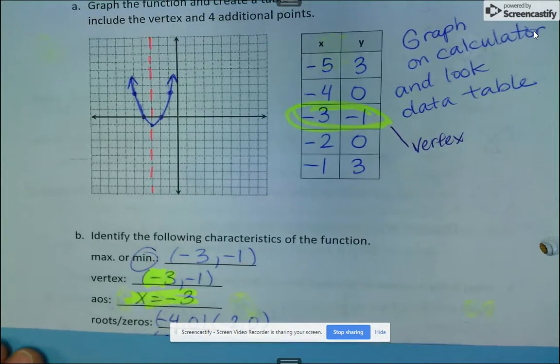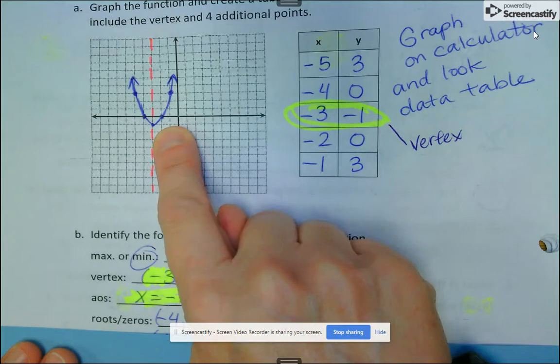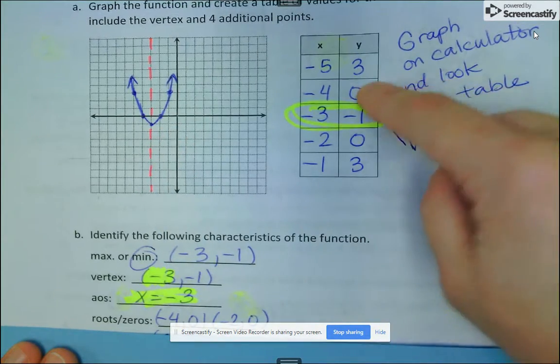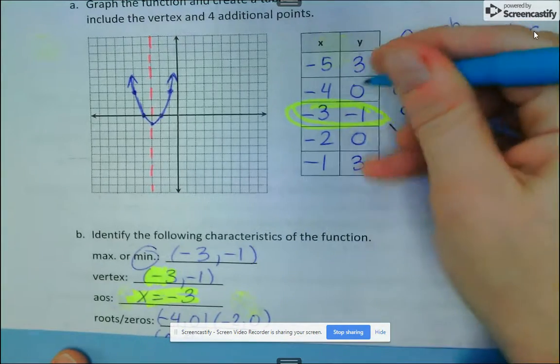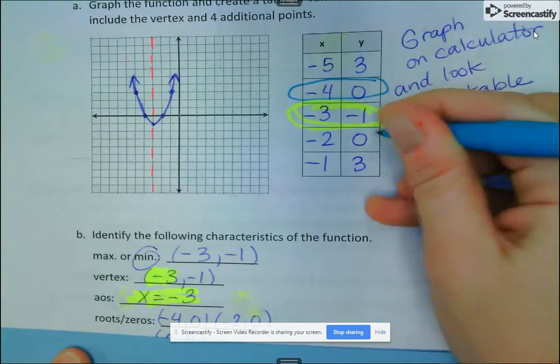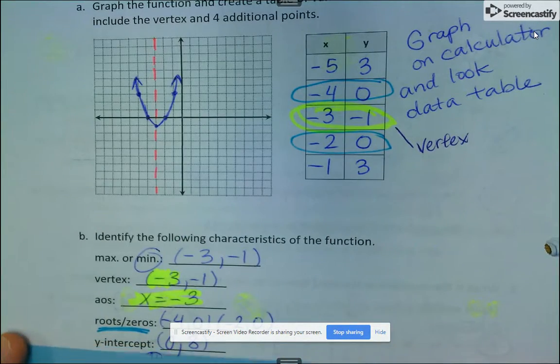Axis of symmetry, and then our roots. So basically, wherever it intercepts the x-axis. So you look for your y zeros. So if we look for where y is 0, those will be our roots. That's where y is 0.